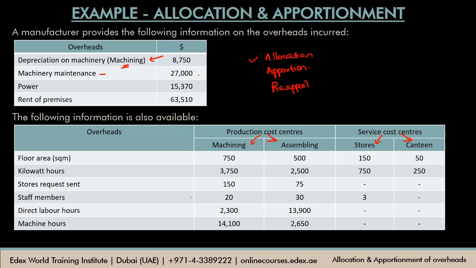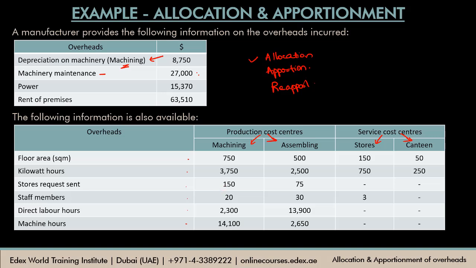If I go through the information given below, floor area doesn't make sense for machinery maintenance. Kilowatt hours is the energy consumption. Doesn't make sense to distribute machinery maintenance cost over departments using this, because machinery maintenance may not have any direct connection with energy consumption. Stores request sent, again not a suitable basis. Number of staff members, doesn't look like that this can be a suitable basis. Direct labor hours again has no connection with machinery maintenance. Machine hours used, it means the number of hours for which machines have been used in these departments. There can be a certain link between machinery maintenance cost and the number of hours for which machinery is used.